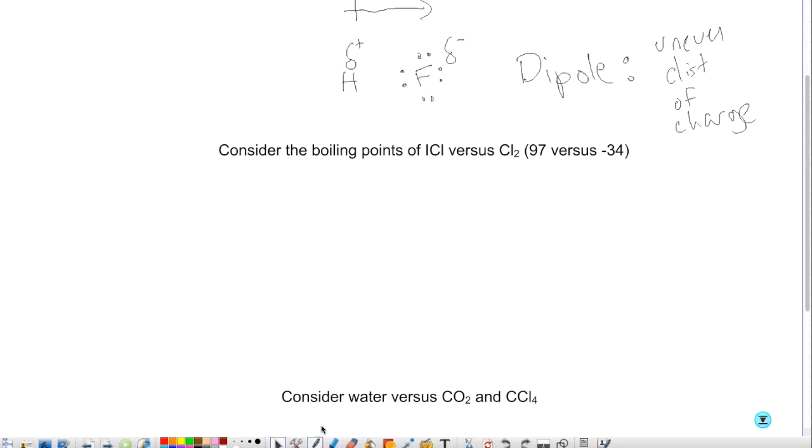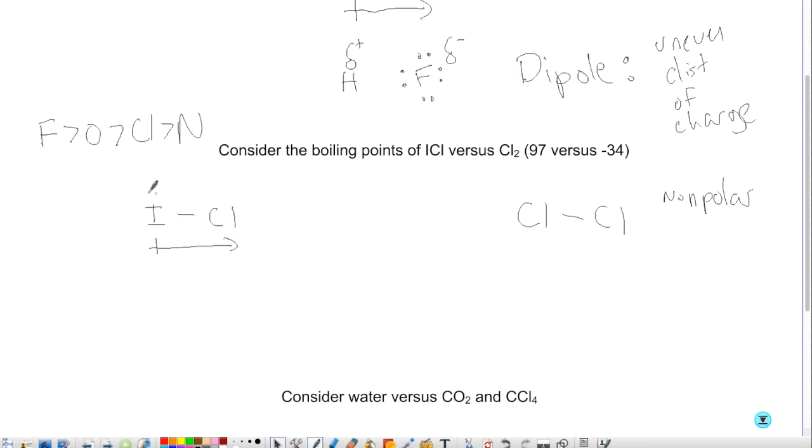Okay, so here's ICl, and here's Cl2. There is no difference in electronegativity here. So this is a nonpolar bond. There is a difference between these two atoms in ICl. Chlorine is one of the four most electronegative, right? FOCl N. Which means that there is a difference between these two atoms. And chlorine is going to be the most negative, and iodine is going to be the most positive.